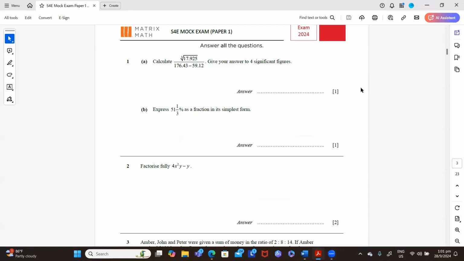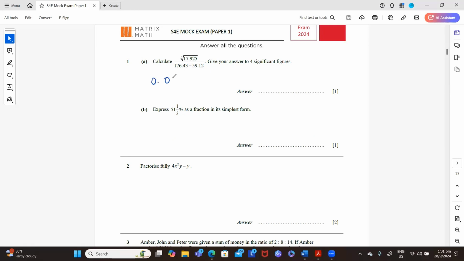Okay, Sec 4 EMATS mock exam paper 1. All right, so for question 1A, you just have to key this in your calculator and churn out the answer. When you do so, they ask for 4 SF. So what you want to do is to report at least 5, okay?